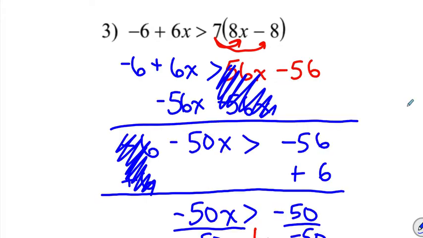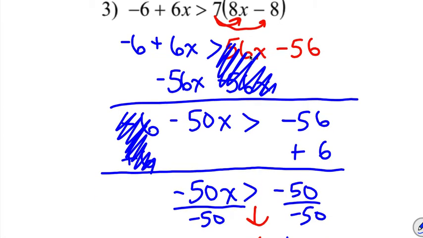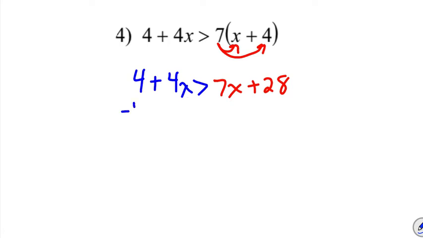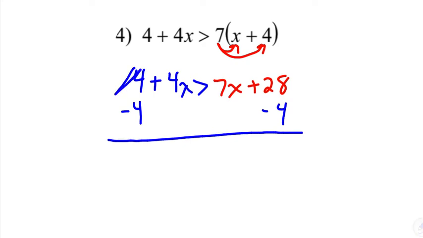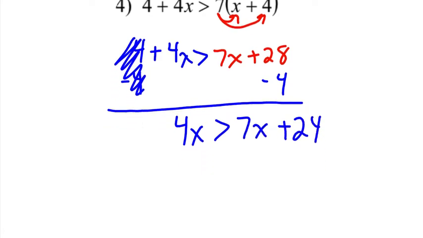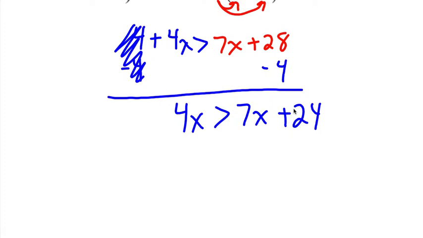In the last problem over here, I moved the x term first. So this one I'm going to move the other number first just to show you that it does not matter what order you do these in, okay? So 4 minus 4 is 0. So I'm left with 4x is greater than 7x plus 24. Okay, 28 minus 4 is 24.